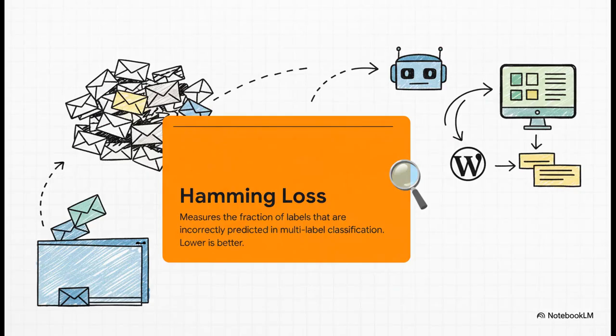So to measure how well his model was doing, he used a metric called Hamming loss. Now, don't worry, it sounds complicated, but the idea is actually pretty simple. For what he needed, getting some of the labels right on an article was way more important than getting every single label perfect. Hamming loss just measures the percentage of wrong labels, so a lower score is better. It was the perfect tool for the job.